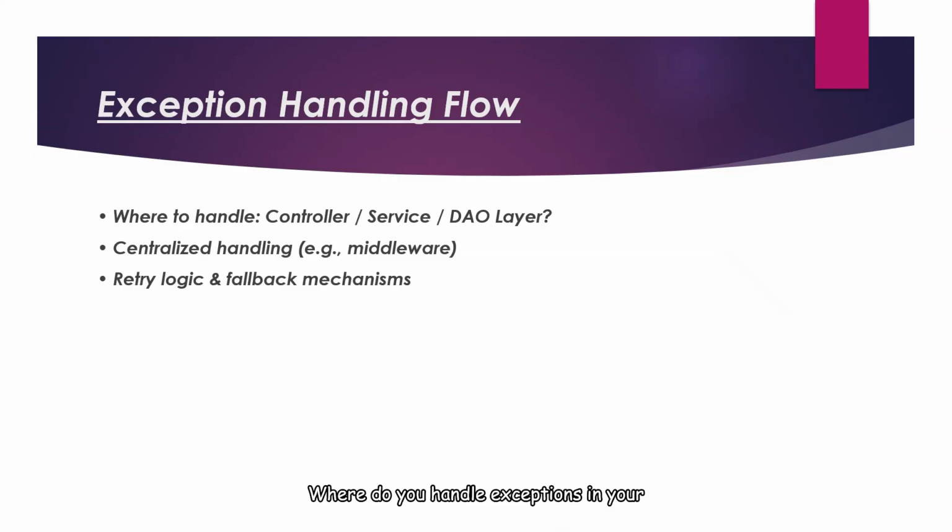Where you handle exceptions in your system matters a lot. Should the service layer handle them or should the controller? A good pattern is to let lower layers throw exceptions upward and handle them centrally in a top level layer like a controller or global middleware. This avoids cluttering your business logic with try-catch blocks.